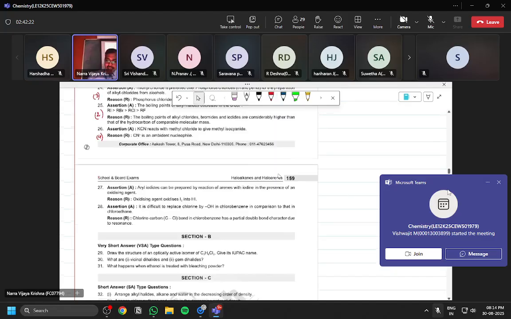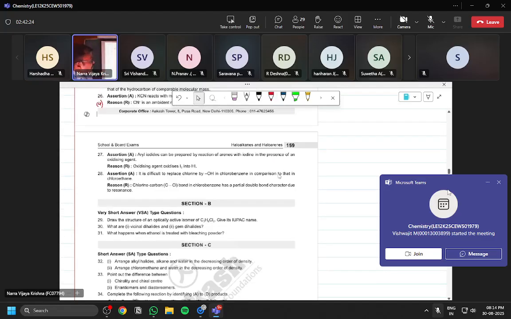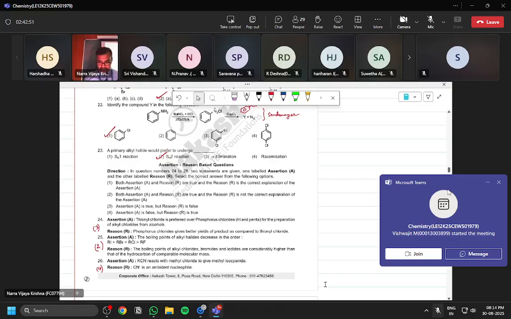Next. Aryl iodides can be prepared by reaction of arenes, means benzene, with iodine in presence of oxidizing agent. Correct. Oxidizing agents oxidize HI to I2. They wrote I2 to HI. Right? They will remove HI to I2. That's why equilibrium shifts in forward direction. Right? So answer is assertion right, reason wrong. Means third option.